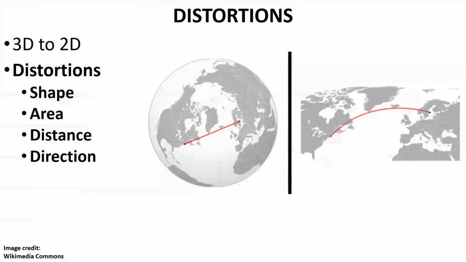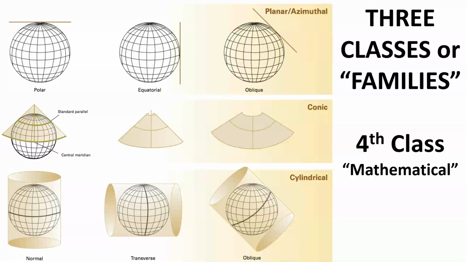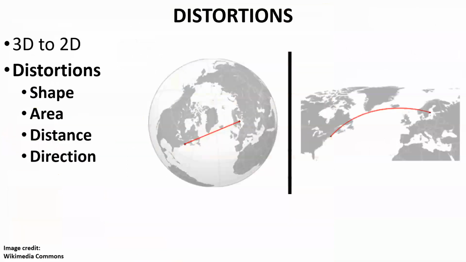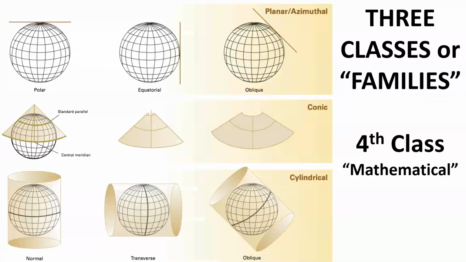Okay, so let's look at projections again. When we turn that three-dimensional object into a two-dimensional object, we're going to have distortions going from 3D to 2D. So what are those distortions? We often use the acronym SAD: shape, area, distance, and direction. That could be the shape of a continent or a country, the area that it's displayed, the distance between points, and the direction, north, south, east, or west, could also be distorted.